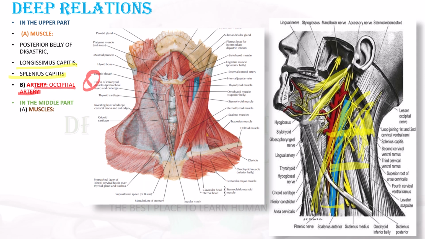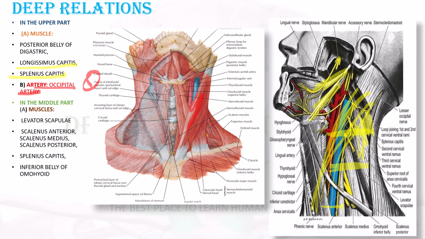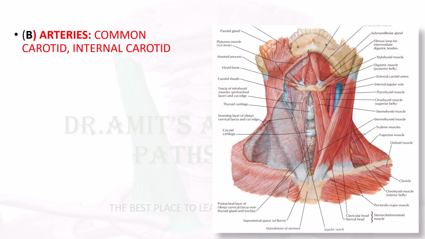In the middle part we have the other muscles. These are levator scapulae muscle, scalenus anterior, scalenus posterior and scalenus medius, three muscles. Splenius capitis, inferior belly of the omohyoid muscle. So these are present in the inferior part, deep to this muscle. Artery, we know the carotid sheath. तो carotid sheath भी इसके अंदर होती है, इसकी डेप्थ में. Here is the area of carotid sheath.